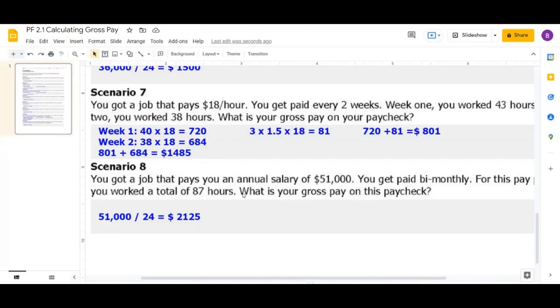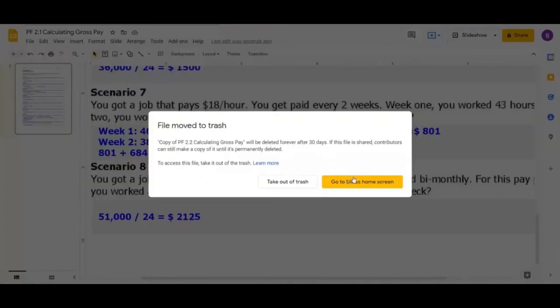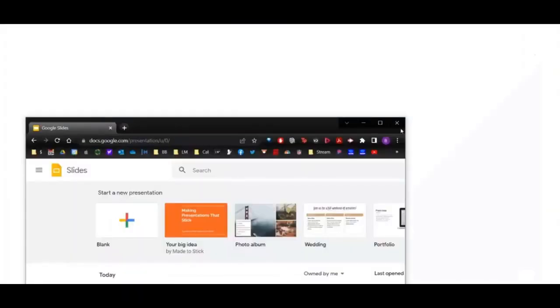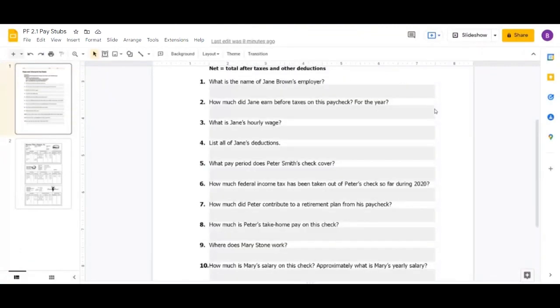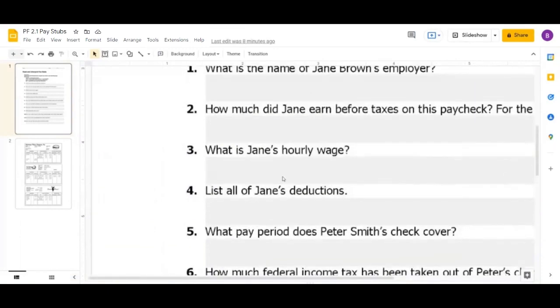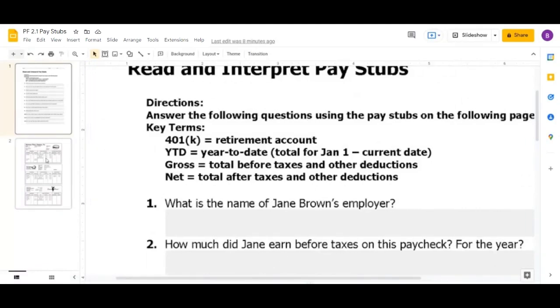Okay, cool. All right. Let's move on to the second worksheet then. Okay, get that out of the way. We've got these pay stubs. All right. So we've got 3 pay stubs on the second page, and we've got these questions to answer based on that. So number 1, what is Jane Brown's employer?